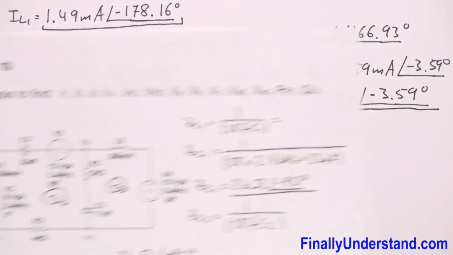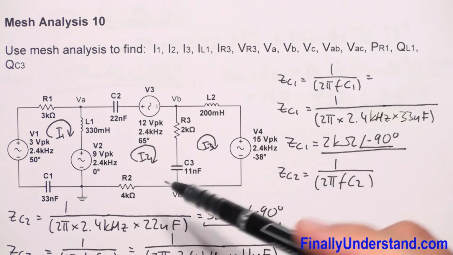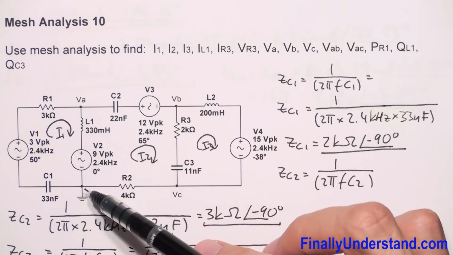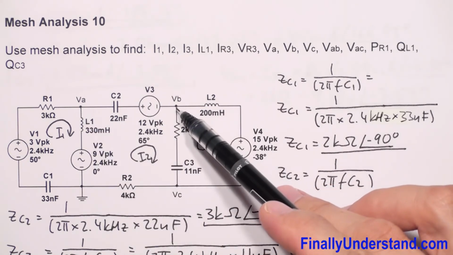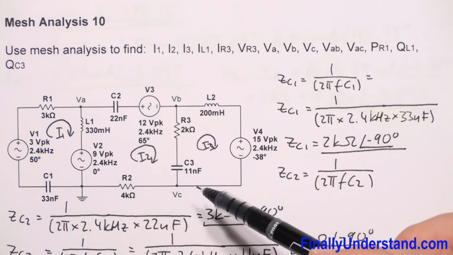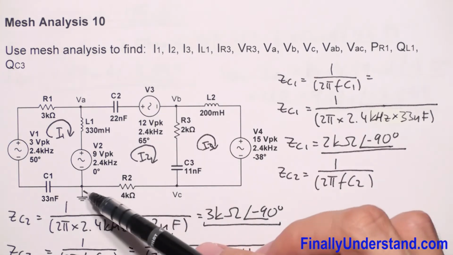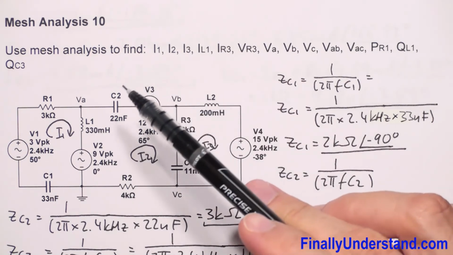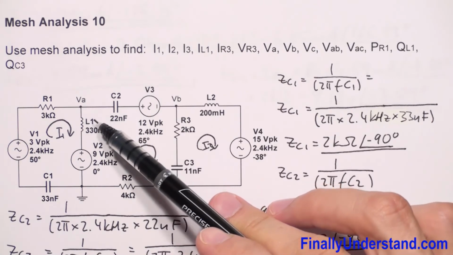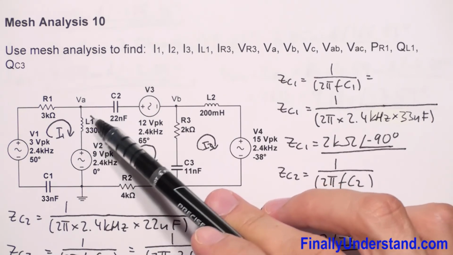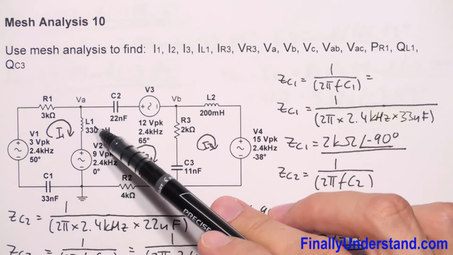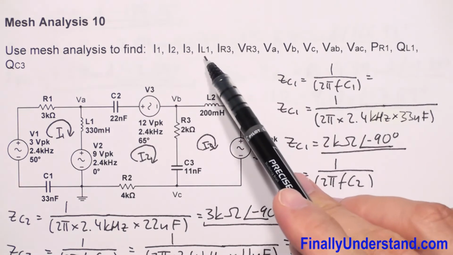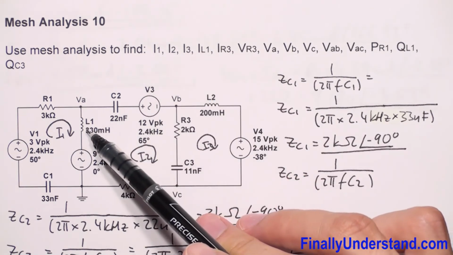Next, we're supposed to find the following voltages. We're supposed to find voltage VA, which is the voltage between this node and ground, voltage VB between this node and ground, and voltage VC between this node and ground. In order to find VA, we first have to find the voltage across inductor L1. We already found the current, so now I have to find the voltage across this inductor.